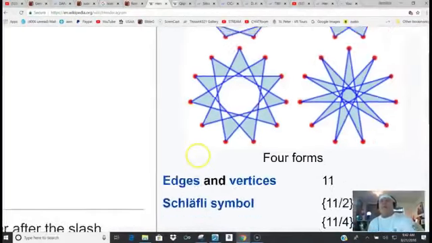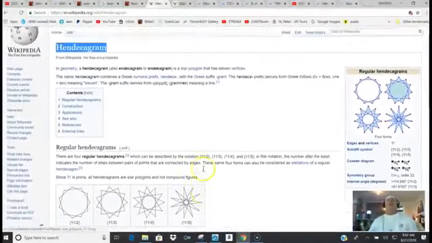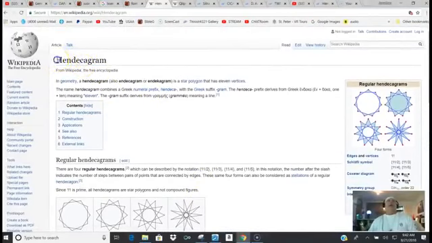All right, so here we go. Let me stretch this down. So now I've shown you, look, read it. A hendecagram is a star polygon, which is right here. There's a star polygon that has 11 vertices. That's what a hendecagram is.